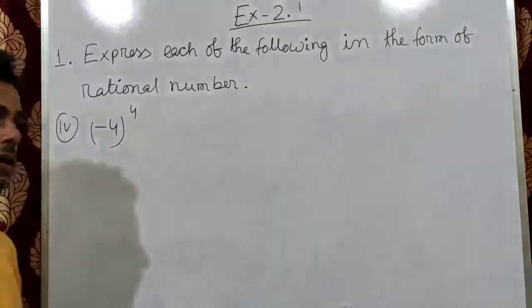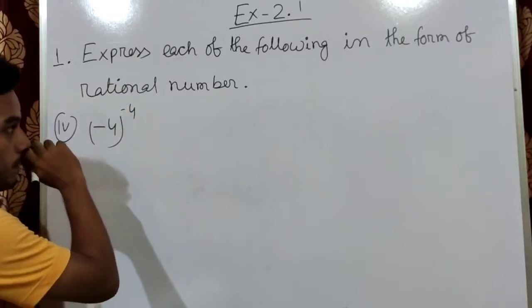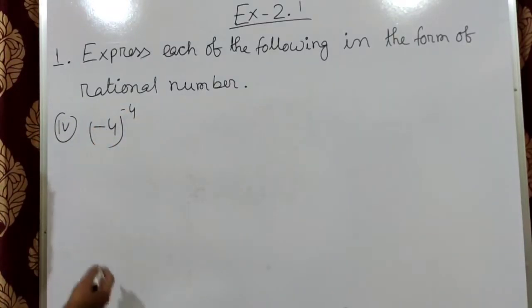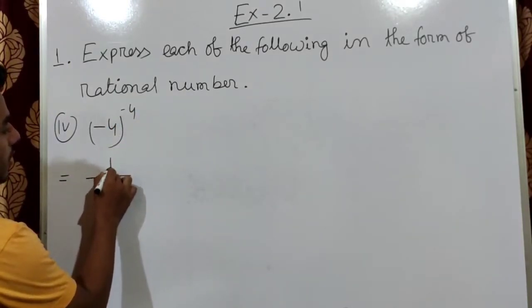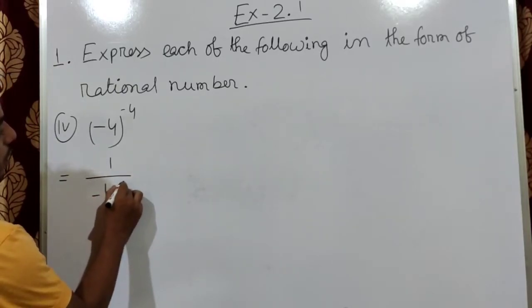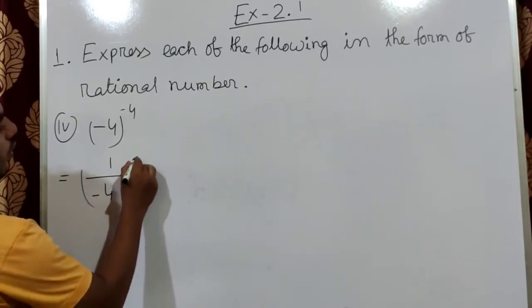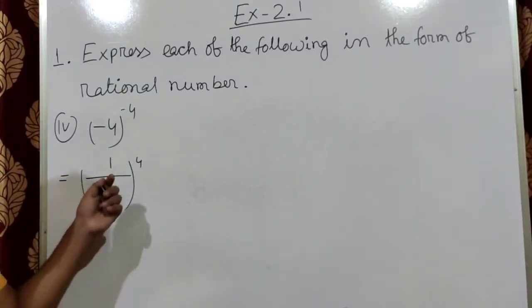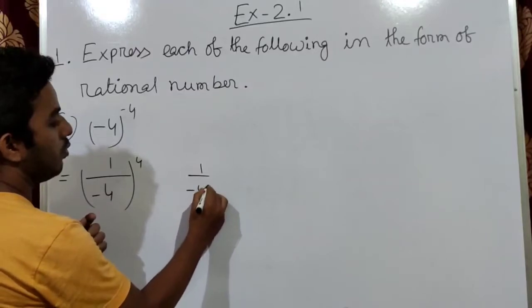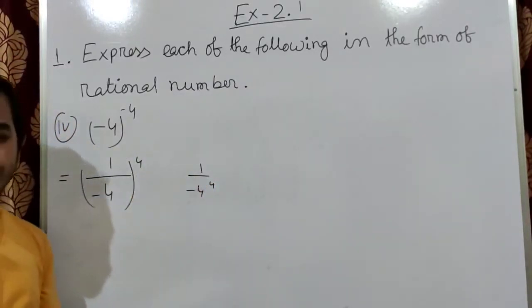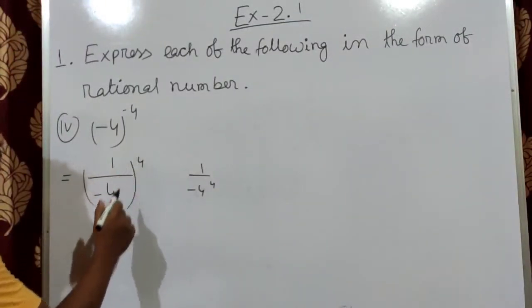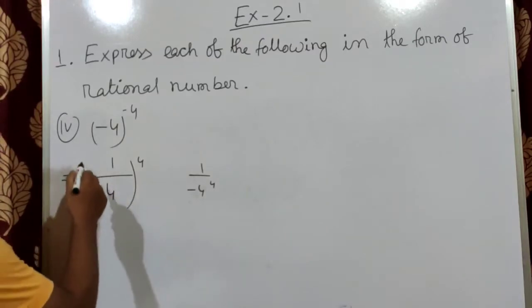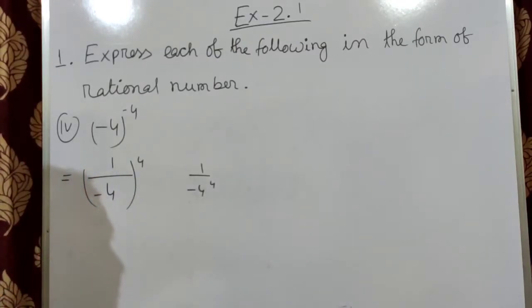So the next question is minus 4 to the power minus 4. As the power is minus, first of all we have to bring it to positive, right? It will be 1 by minus 4 whole to the power 4. Clear? We can write like this also, 1 by minus 4 to the power 4. For looking better, we can give a whole power, and we can write it as power 4 also. We can take the power common, because if the number 1 has any power, even 100 power, its value will never change.